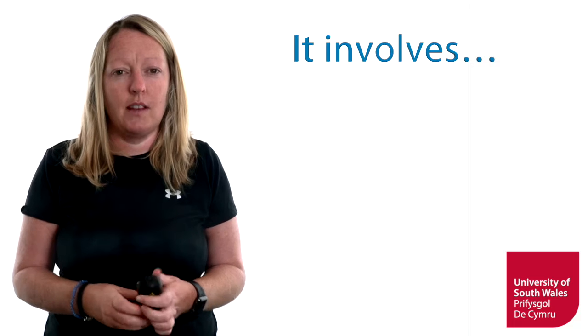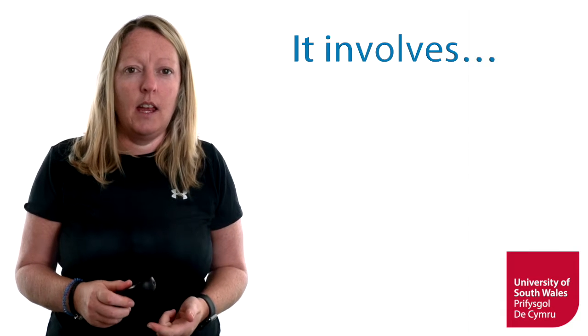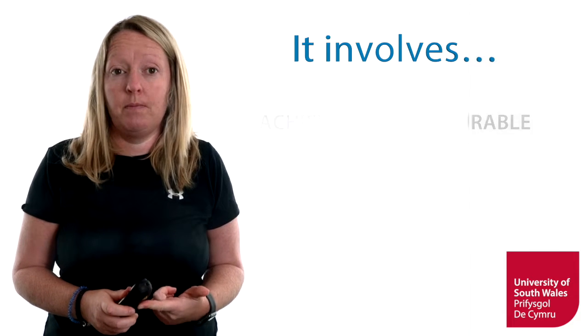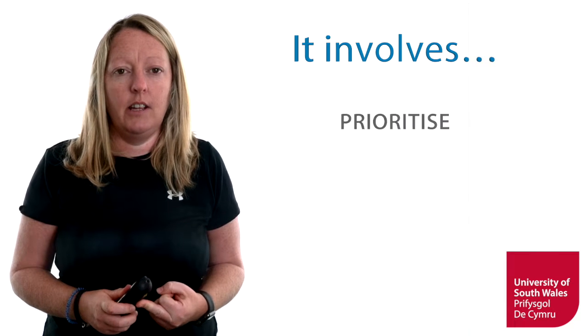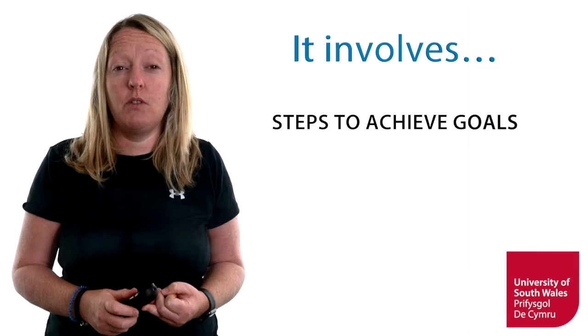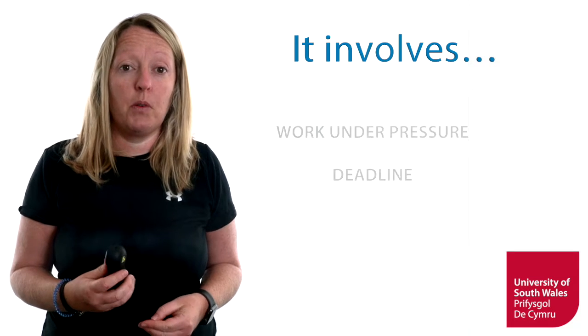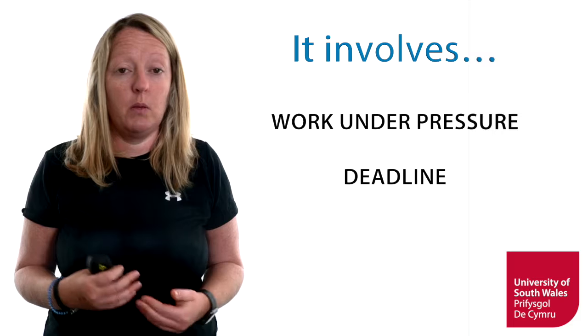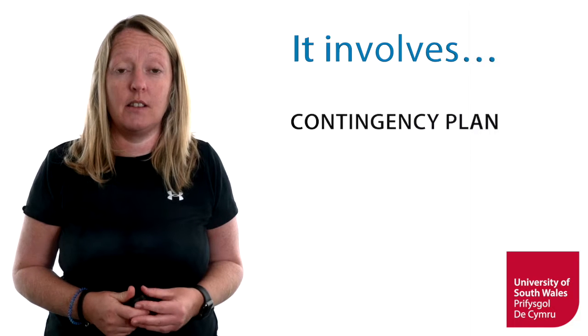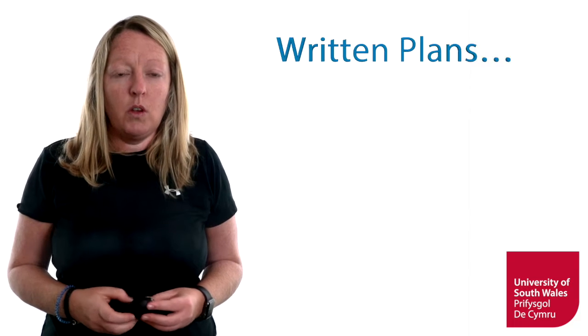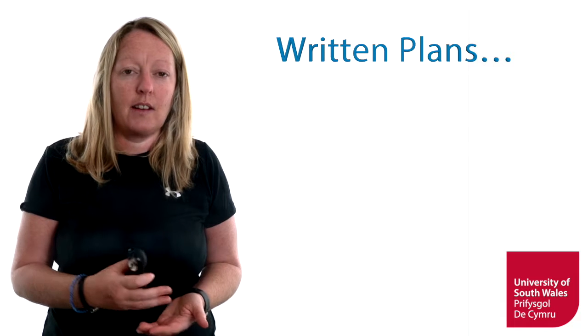So it involves identifying your objectives, setting objectives that are achievable and measurable, prioritising tasks effectively, identifying the steps you need to achieve goals, using lists, timelines, being able to work effectively under pressure, completing work to a deadline, or maybe having a contingency plan. When you write plans, you have an effective action plan.